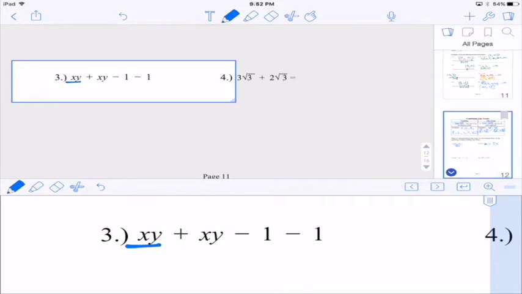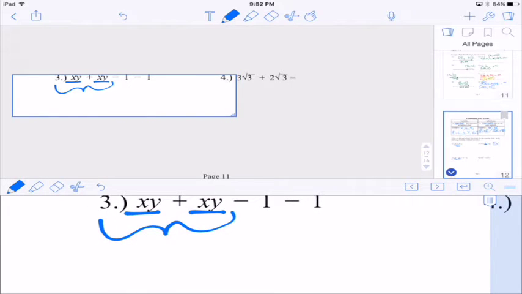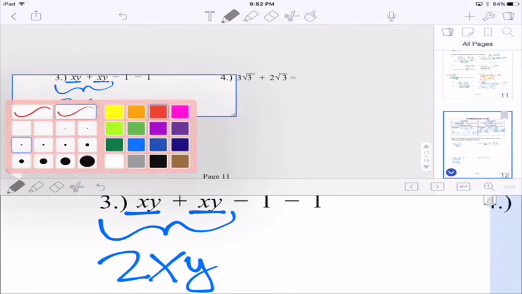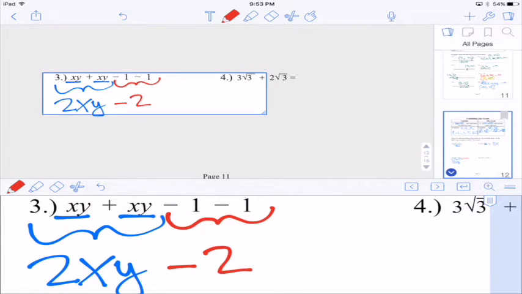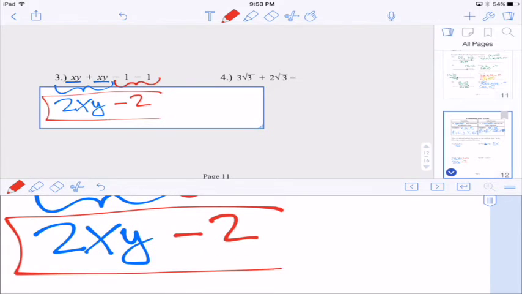Number 3, we've got like terms here. We've got xy and xy. They have the same variable and they have the same exponents. We can put those together. So how many xy's do we have? Well, we have 2 xy's. Then I'm going to switch colors to show you that these numbers can go together too. They're both numbers. They're just numbers. They don't belong with those letters. They need to stick together as numbers separately. So -1 and -1 is -2. So our final answer is all of this.